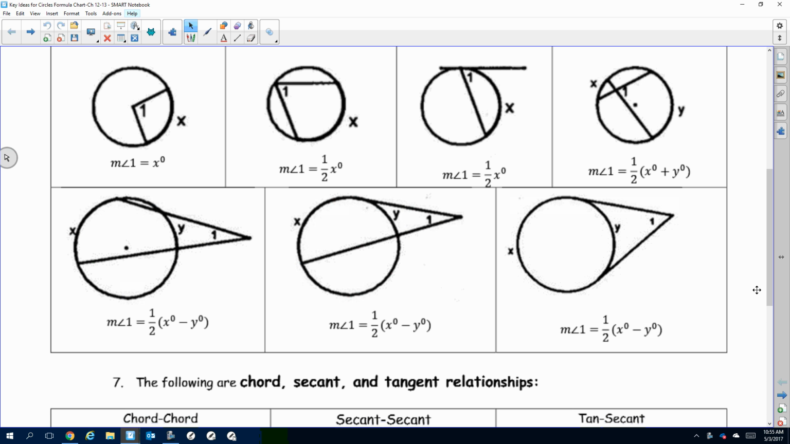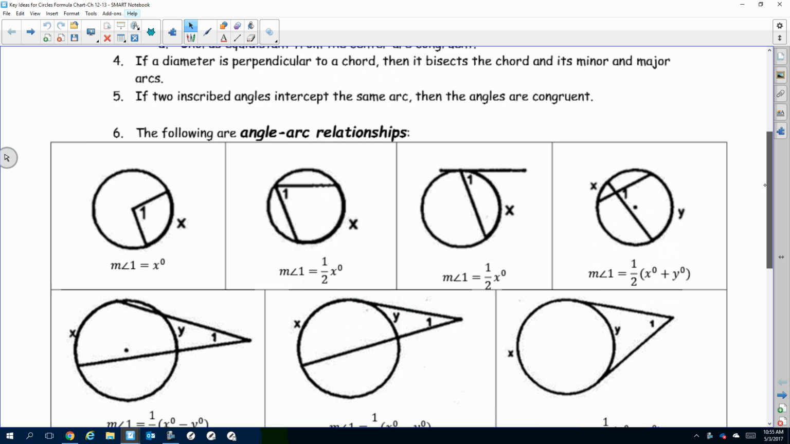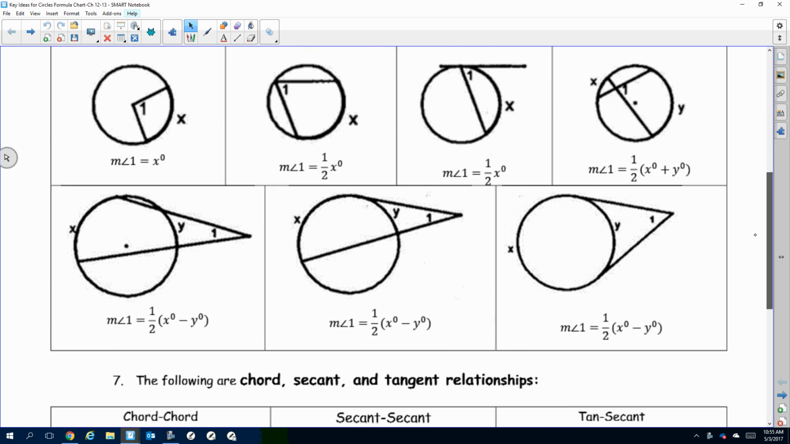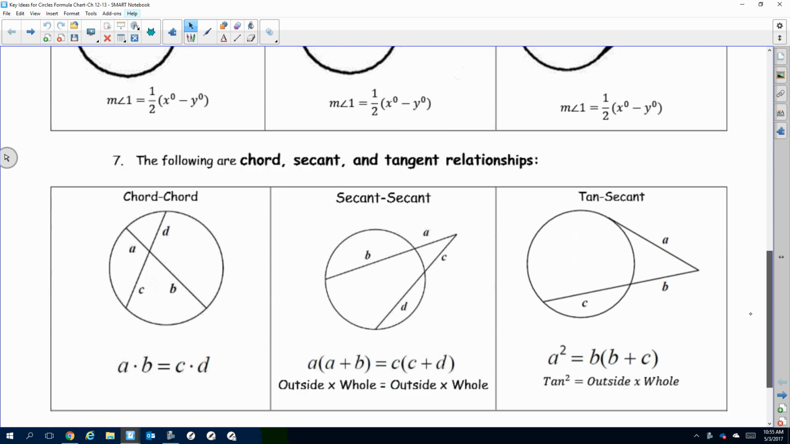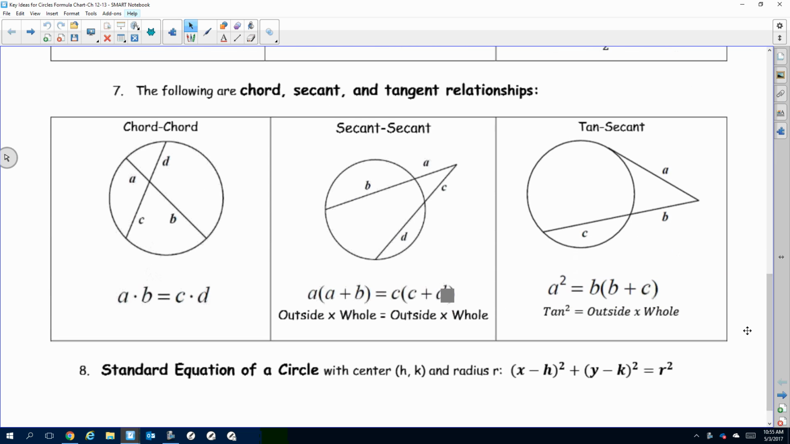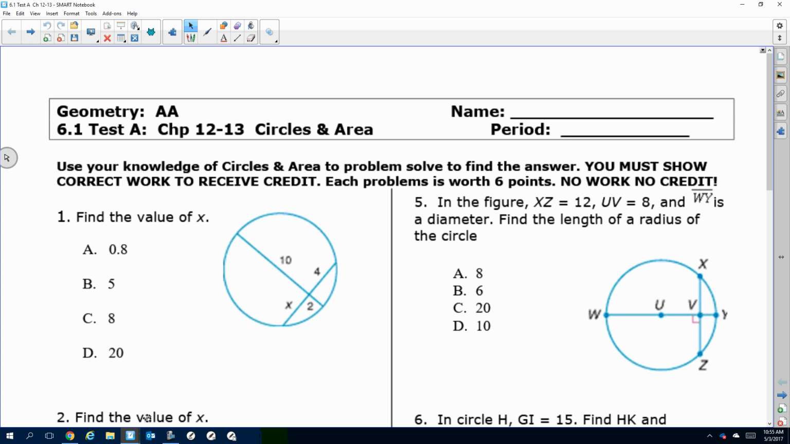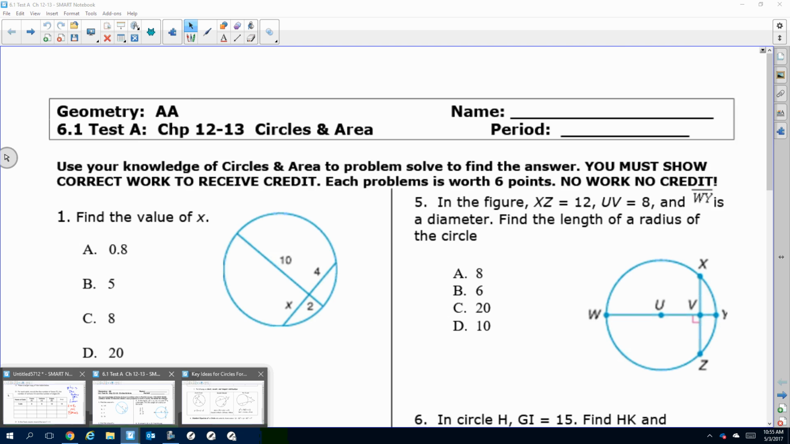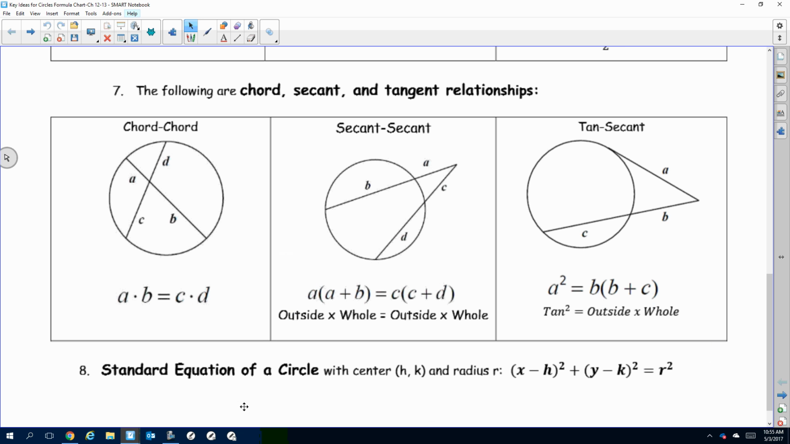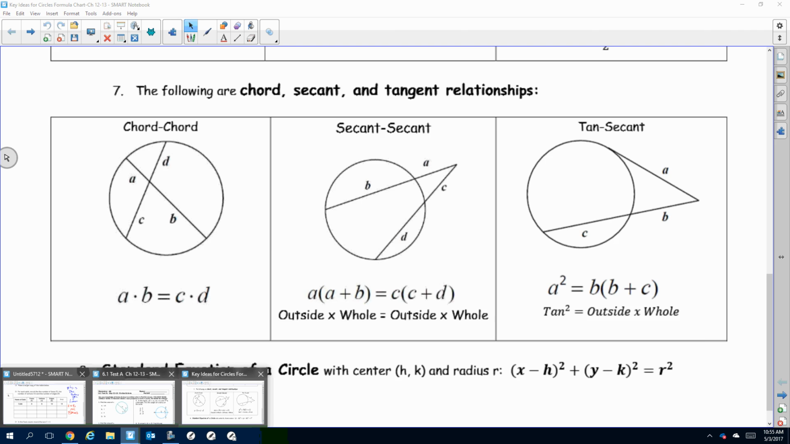On our first page on your formula chart, basically 1 through 6 is dealing with angles. And we need to focus on section 7 right here, which is dealing with secant and tangent relationships. So on number 1, these are two chords and they're intersecting inside. This picture looks like this picture here. I know they changed the letters and everything, but we have two chords and we'll match the pictures to get to our answer.